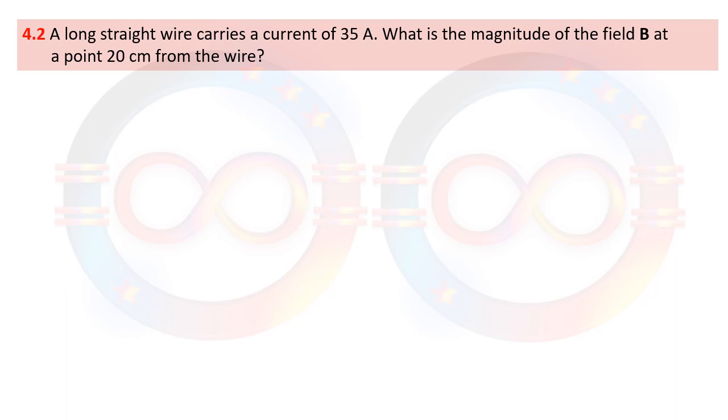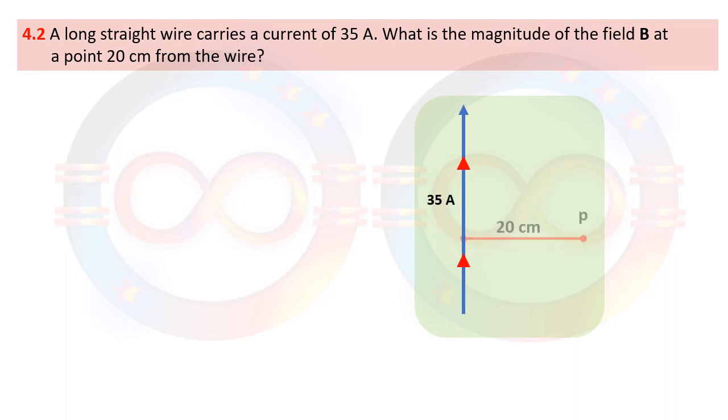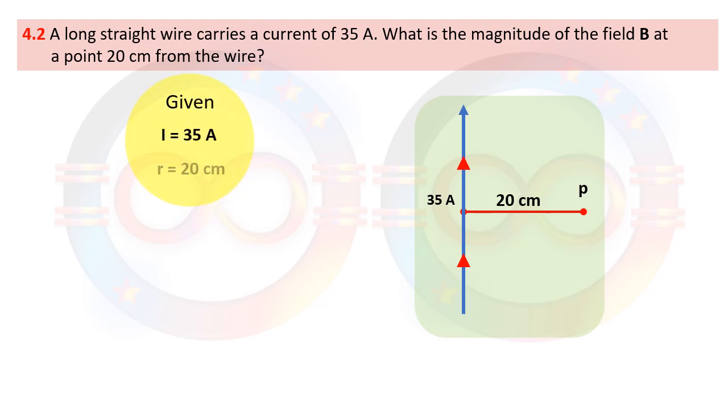Question number 2. A long straight wire carries a current of 35 ampere. What is the magnetic field at a point 20 centimeter from the wire? So this is the wire having a current 35 ampere. We have to find the magnetic field at a distance 20 centimeter. Now we have to calculate the magnitude only.